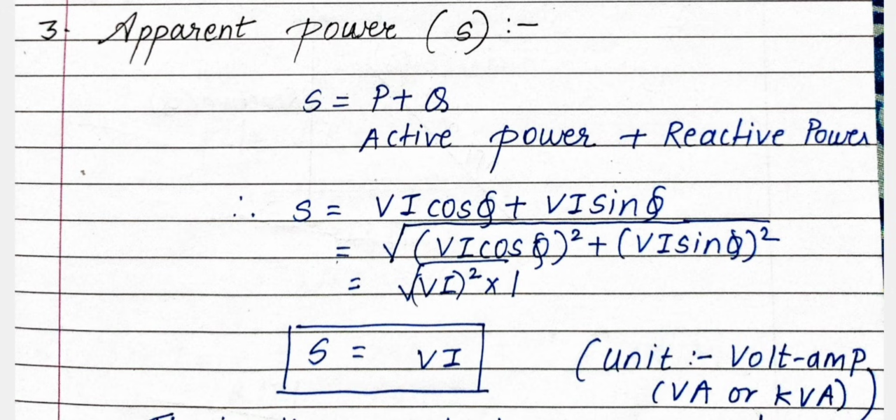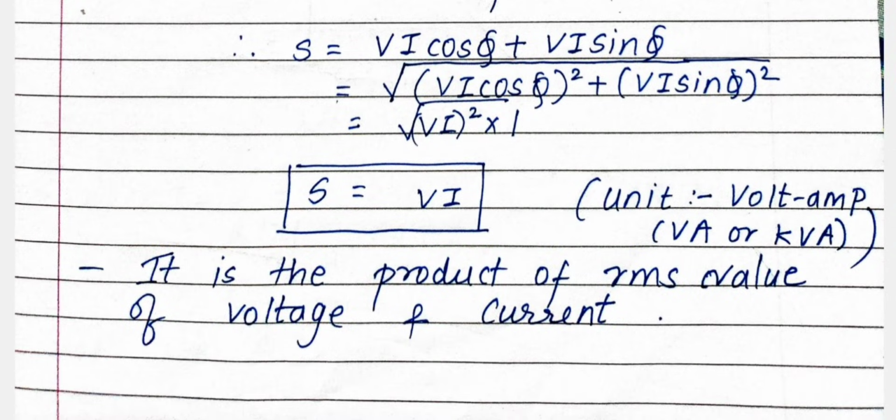It remains the same, and you will write here V into I square you will take as common, and what will be sin square phi plus cos square phi? It will become 1. So you will get finally square root, square will get cancelled out, and you will get S is equal to V into I. So the formula for apparent power is simple, V into I, and remember its unit is volt ampere. Okay, you can denote it as VA or kilovolt ampere.